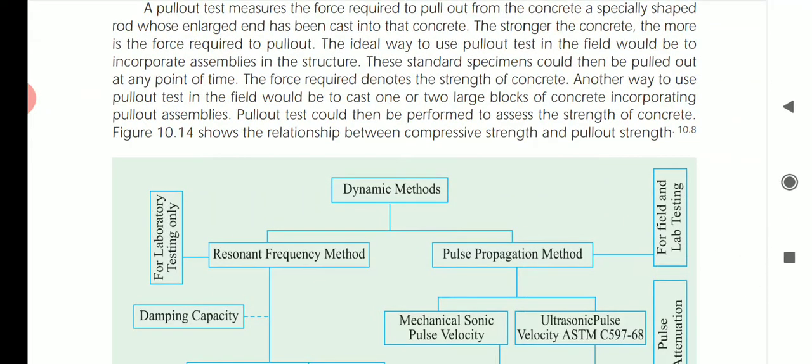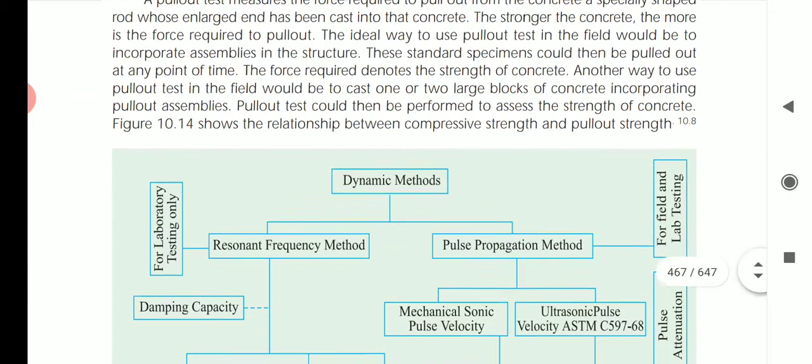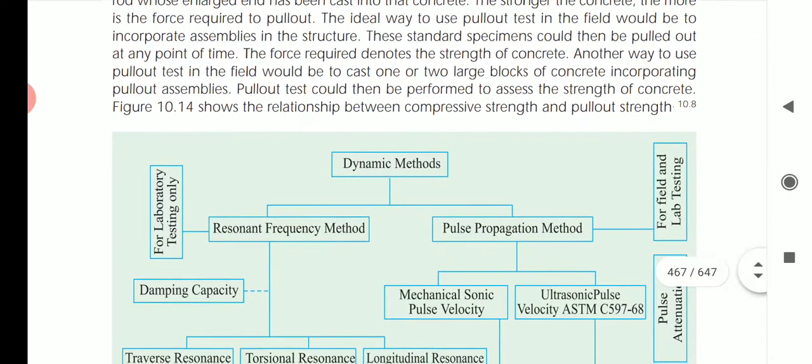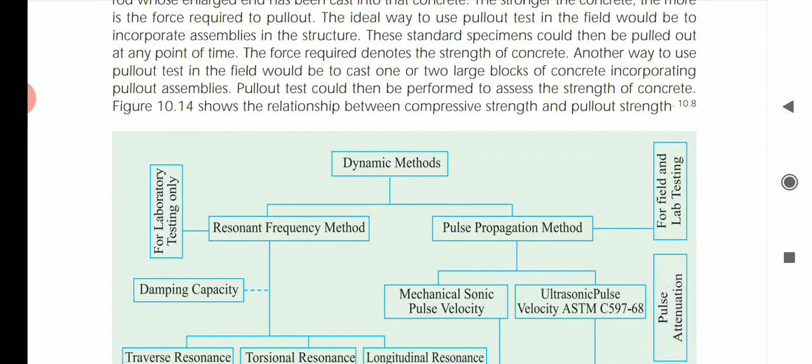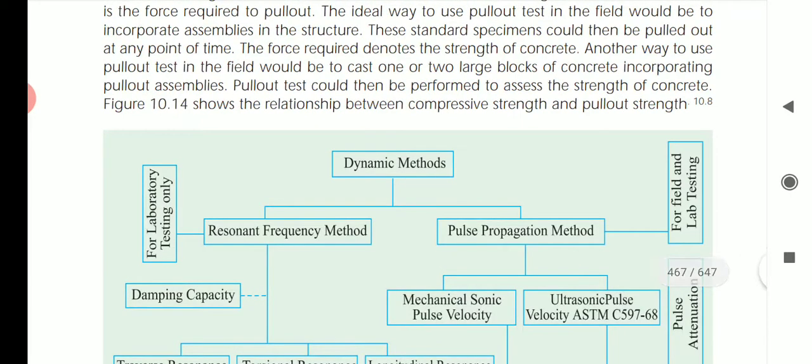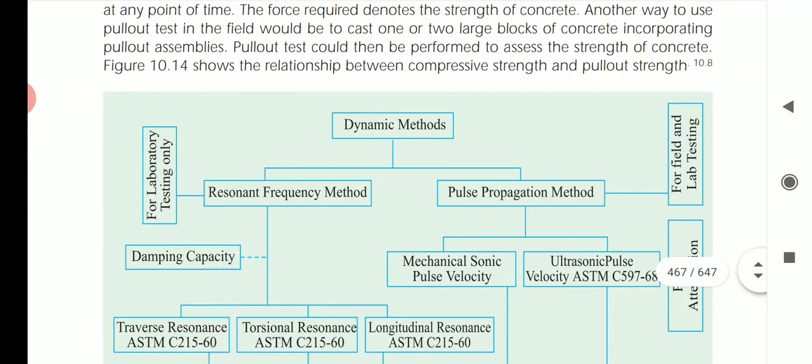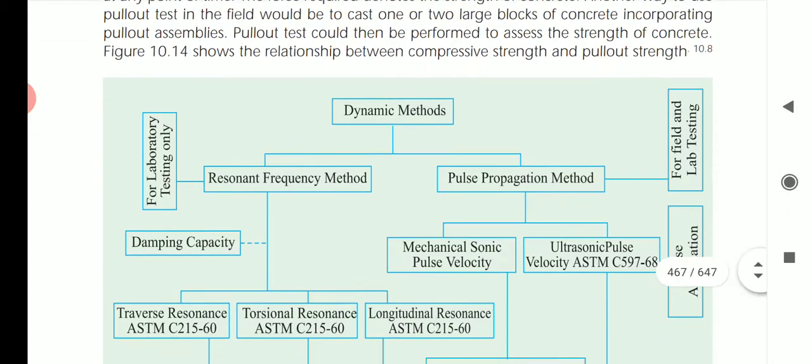The ideal way to perform the pull out test in the field would be to incorporate assemblies in the structure. These standard specimens could then be pulled out at any point of time. The force required denotes the strength of the concrete. Another way to perform the pull out test in the field would be to cast one or two large blocks of concrete incorporating pull out assemblies. A pull out test could then be performed, assessing the strength of the concrete.